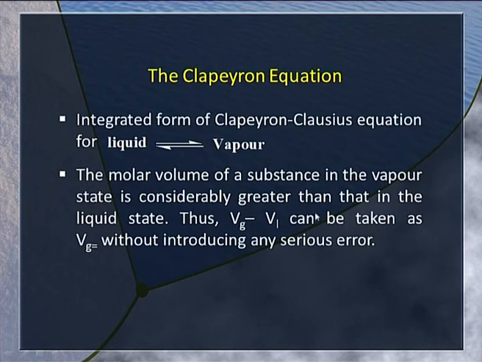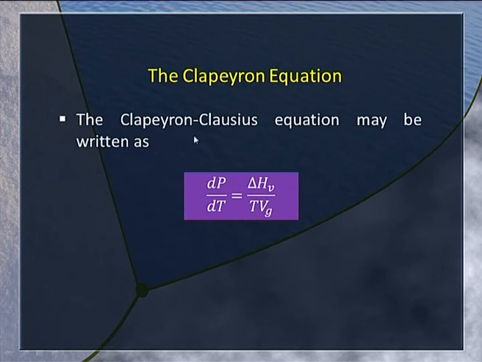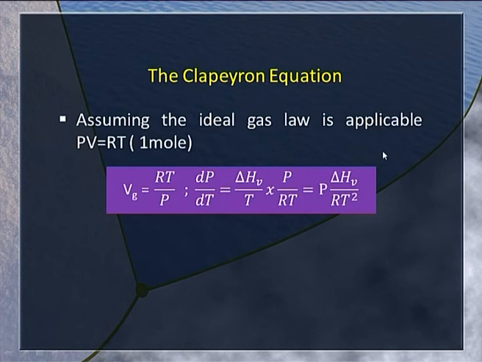The integrated form can be obtained if we assume that in the denominator, V gas minus V liquid, the gas is very large in volume as compared with the volume of liquid. So, we can safely neglect this V liquid and keep only the V gas, and this is a modified form where the liquid term is removed from the denominator, and this can easily be integrated, and we have to use the ideal gas expression where PV equals RT for 1 mole.